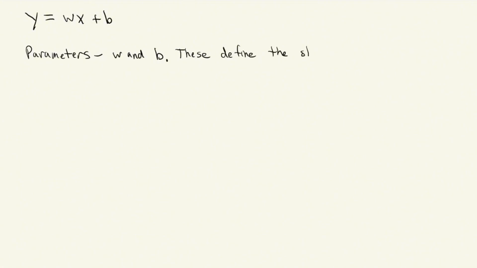The last topic I want to touch on is something called parameters. So again, say you have the linear equation y equals wx plus b, which is in slope-intercept form. W and b are called parameters for this function. W and b. And these define the shape and position of the linear function.